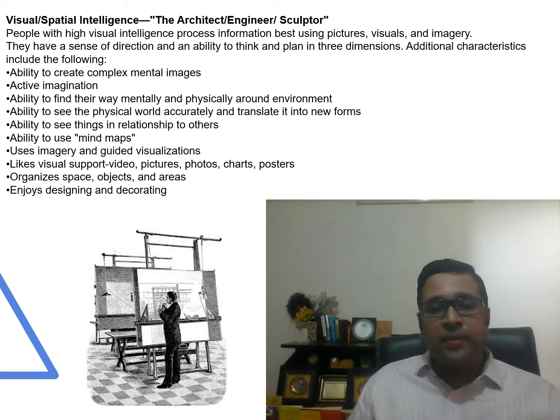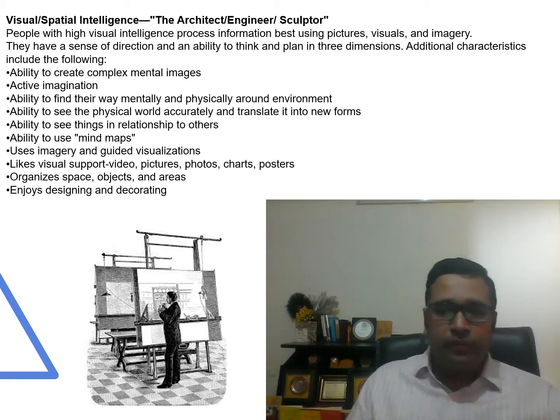They organize space, objects and areas in a certain manner and enjoy designing and decorating. So they turn out to be designers and decorators of various kinds of environments and living spaces. That is the kind of intelligence we are talking about when we are talking about visual and spatial intelligence, and these kinds of people turn out to be architects, engineers, sculptors, etc.